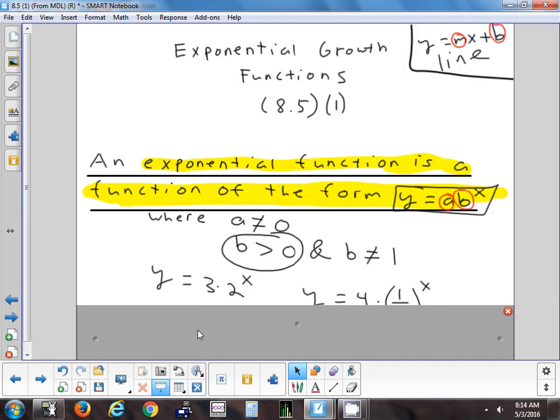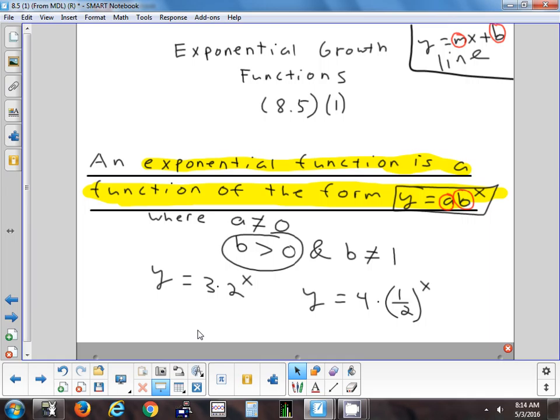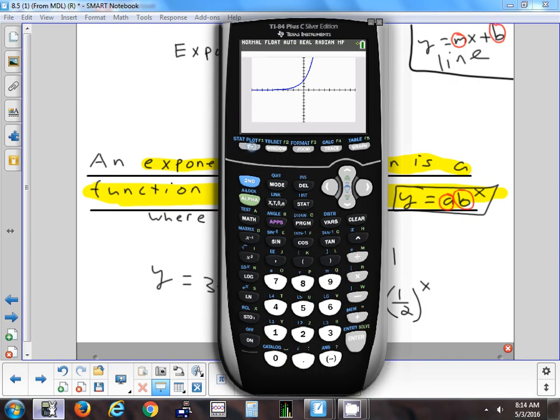All right? Let's type this one in. Y equals 4 times 1/2, or I'm going to type 0.5 to the x. Let me show you a picture of this one. All right, let's get rid of that. 4 times 0.5 raised to the x. I typed 0.5 instead of 1/2 because it's easier for me on the calculator. And we hit graph.